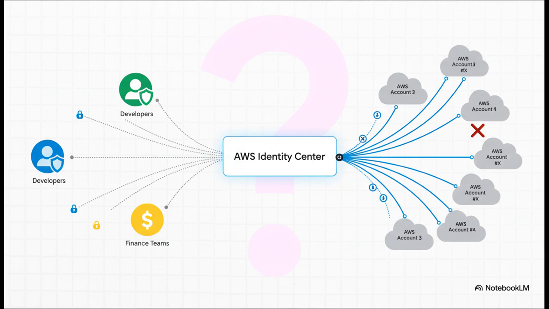Your company is growing on AWS, right? You've got developers, security teams, finance people, all needing different kinds of access across dozens, maybe even hundreds of accounts. Trying to manage that the old way isn't just a headache, it's completely unsustainable. This is the exact challenge that AWS Identity Center is built to solve.